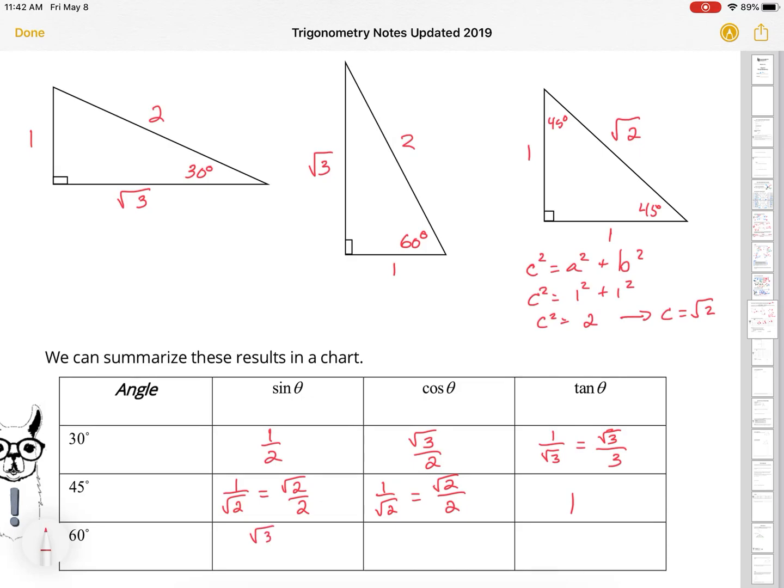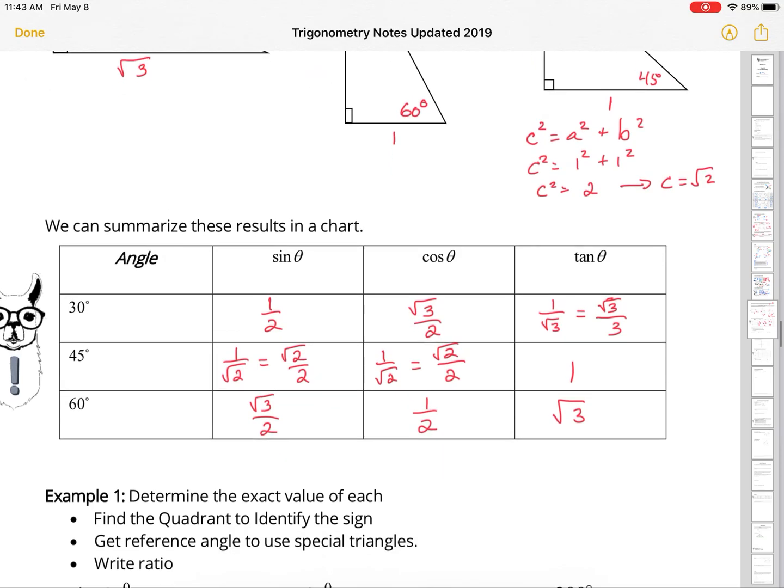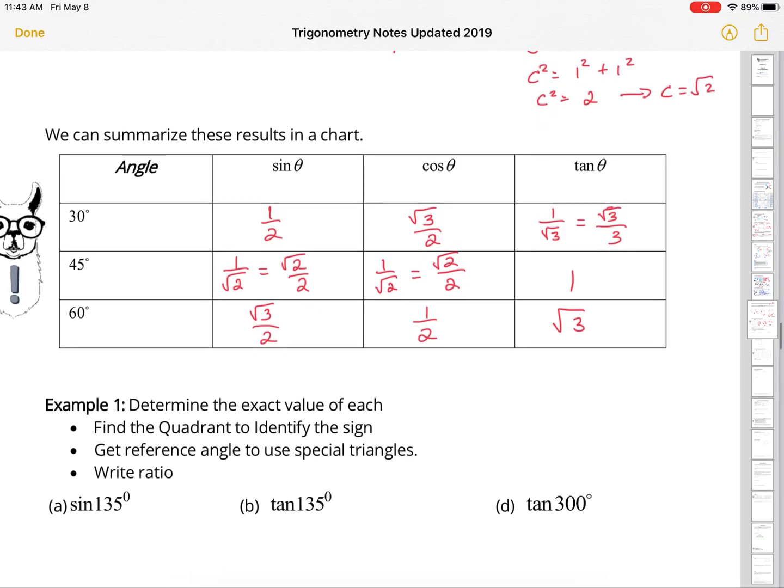And tan of 45, well, it's going to be opposite over adjacent, so it's equal to 1. For 60, and we learned this on the last page, sine of 60 is going to be the same as cos of 30, so it's going to be root 3 over 2. Cos of 60, we learned this on the other page, is 1/2, and tan of 60 is root 3. So this is a table, you should put some thought into remembering this and those triangles because they become very useful.